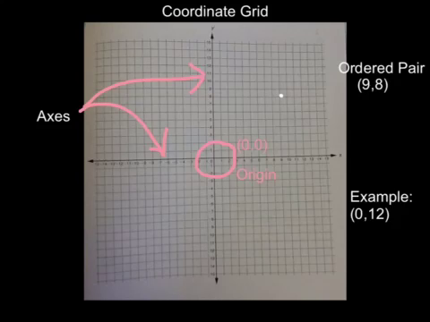Here is an example of one of the coordinates being 0. Because my first number is 0, I first start and I will go 0 left or right. Then I'm going to go straight up to 12. My point will be on 0, 12.